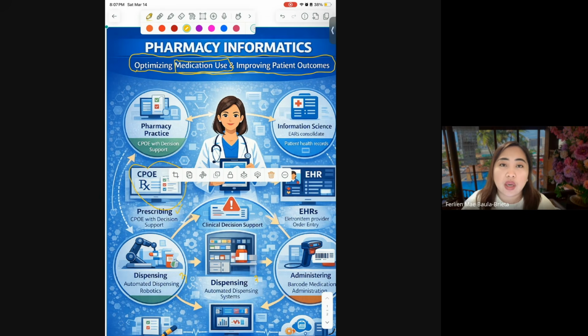And also, as I mentioned, these systems are expensive, but in the long run, they will help reduce healthcare costs. So, to wrap it up, pharmacy informatics is a very vital component of modern healthcare systems. By integrating technology with medication management processes, informatics tools improve medication safety, enhance clinical decision making, and support evidence-based pharmacy practice. As a clinical pharmacist, you must develop competencies in informatics.